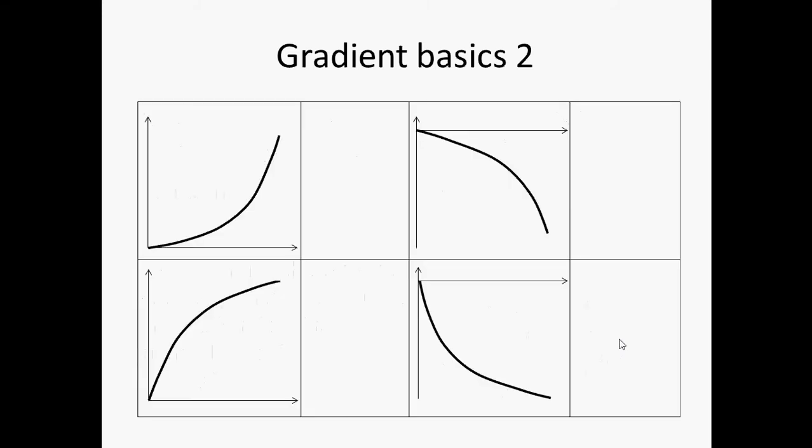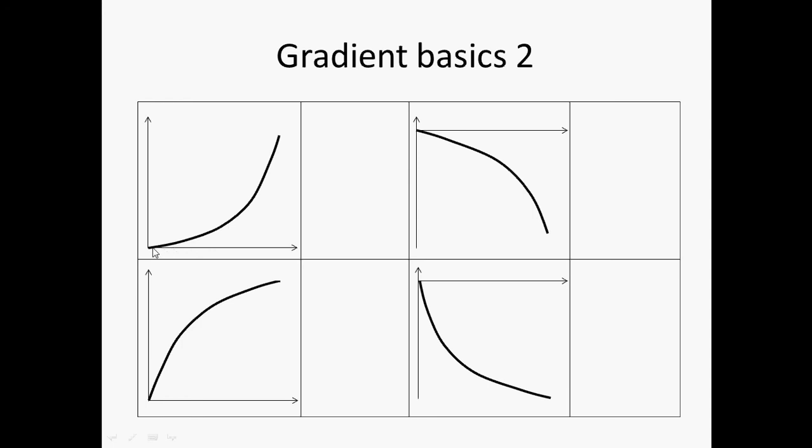Okay, with this information, I come to the last slide of this gradient basics 2, which is: if you are given a curve, how will you describe the gradient? Again, we must remember that we need to add the positive or negative part of the gradient. If the curve is pointing to the top right, obviously it's positive. Pointing to the bottom right is negative. So the first one will be positive something.